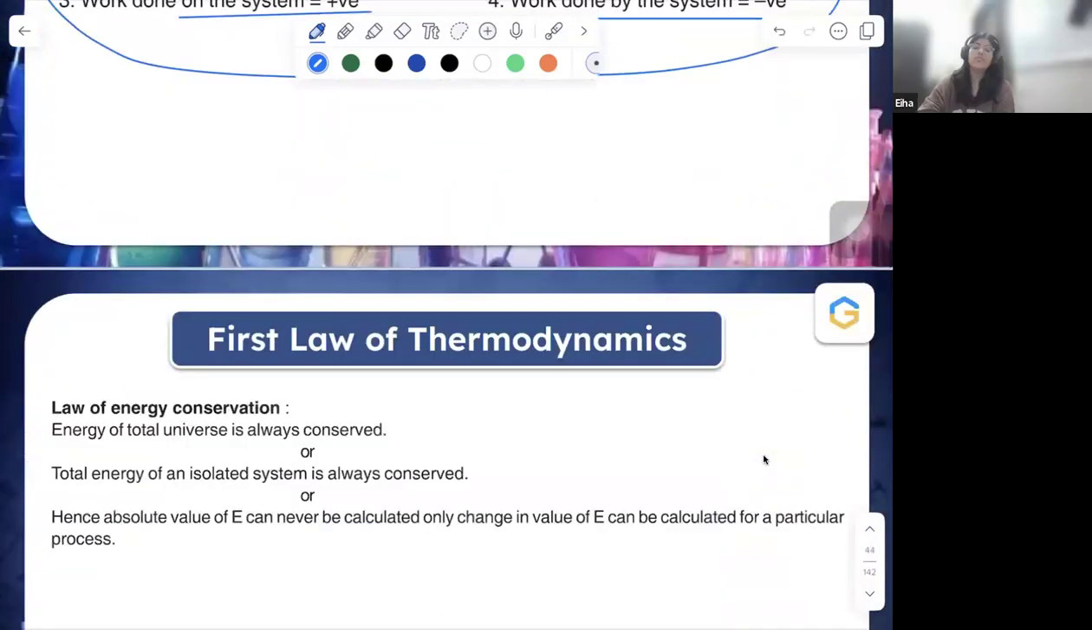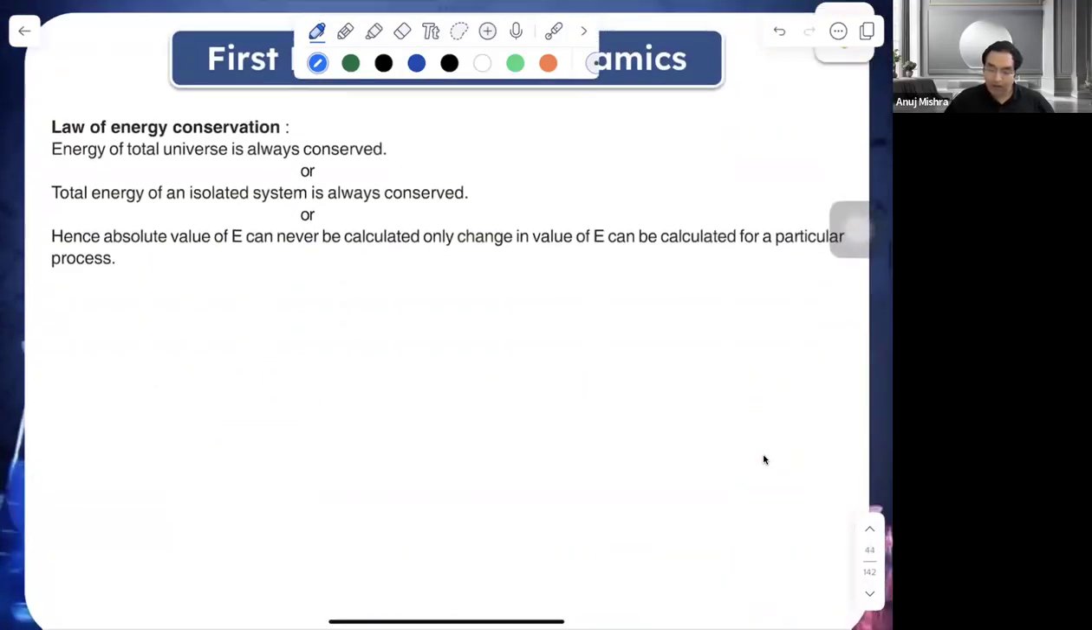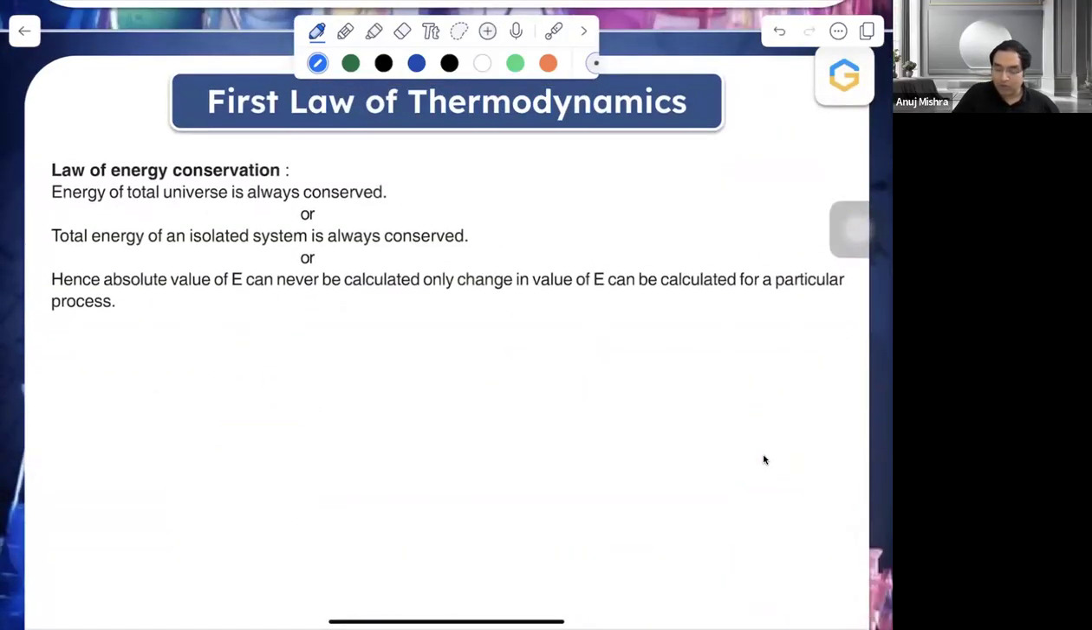No doubts? And what's the statement for first law? Yeah, I'm coming to that. Energy of total universe is always conserved. Total energy of an isolated system is always conserved. Absolute value of E cannot be calculated, but the change in E can be calculated for a particular process. That is law of energy conservation. Right now. Law of energy conservation.